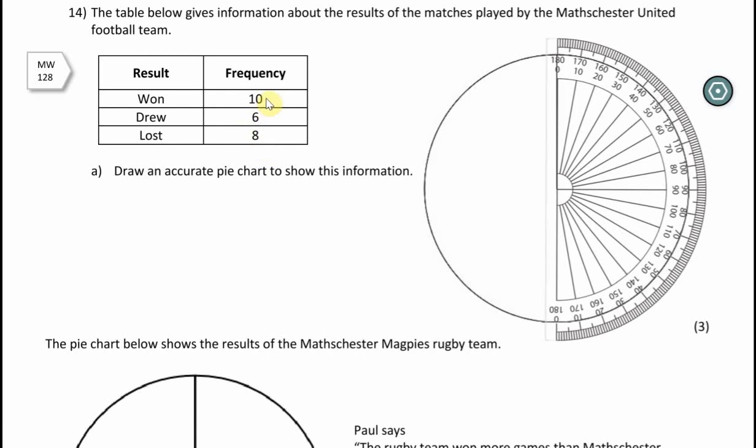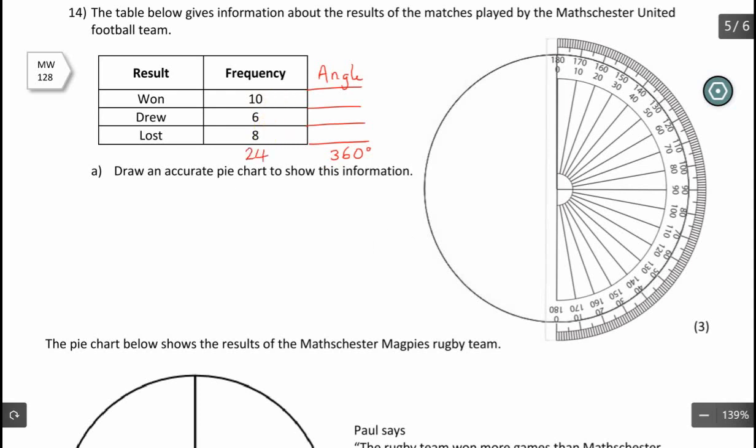So first thing we're going to do is add on an angle column. Plenty of room over here for that. Doesn't have to be anything neat. Okay, but it is going to add up to 360 degrees if we do it right. The next thing we're going to do is work out how many games were played altogether. So 10 plus 6 plus 8 would be 24 games.